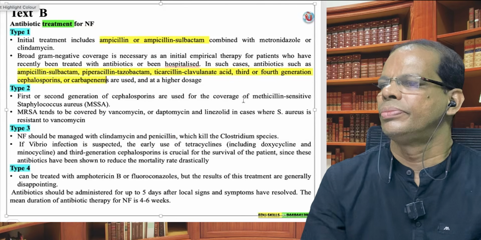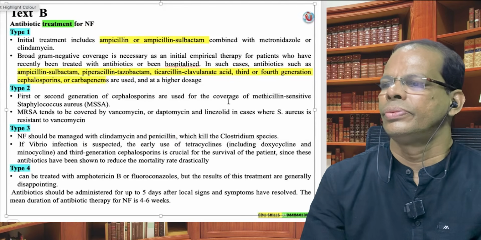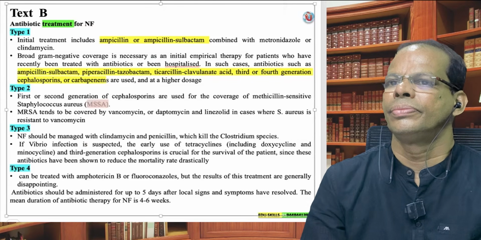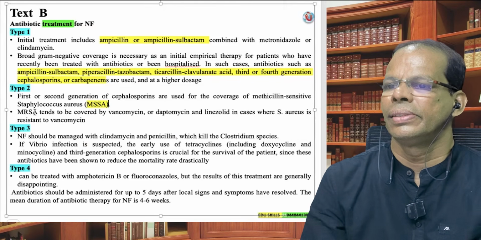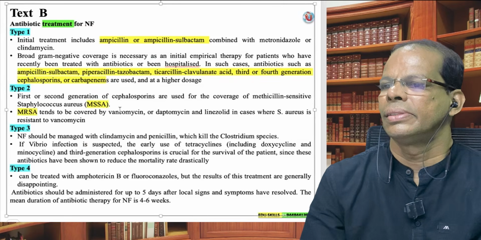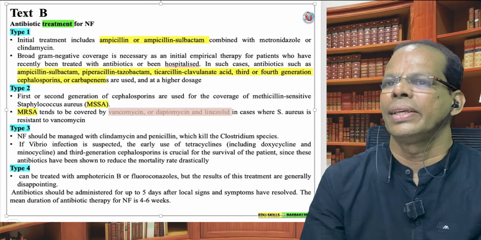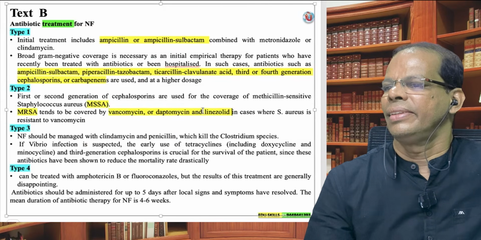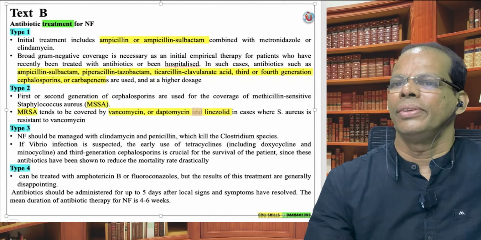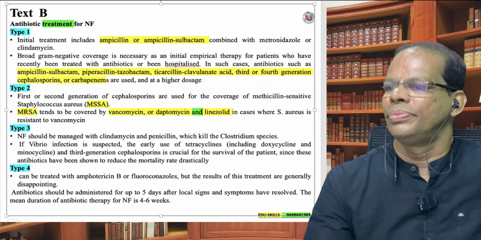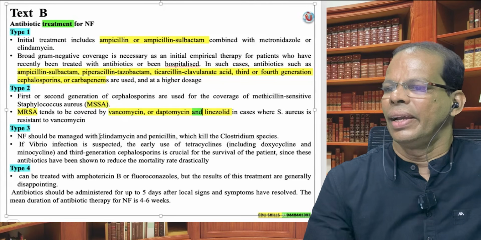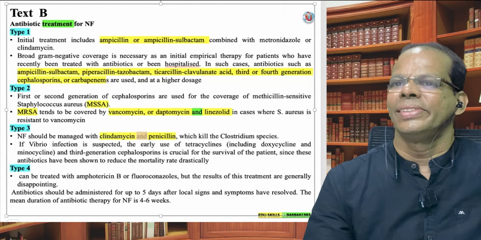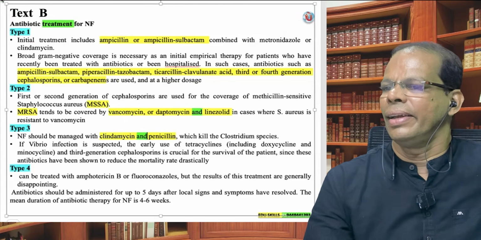Then type 2, MSSA. MRSA. Vancomycin and daptomycin. Okay. Always whenever there is a conjunction, there is a possibility, okay? Yes, sir. And is here, right? Yes. Normally there is a possibility if there is a conjunction. Type 3: clindamycin and penicillin. Again, there is a possibility. Conjunction, possibility. Because conjunctions are very sweet for OET and IELTS people.